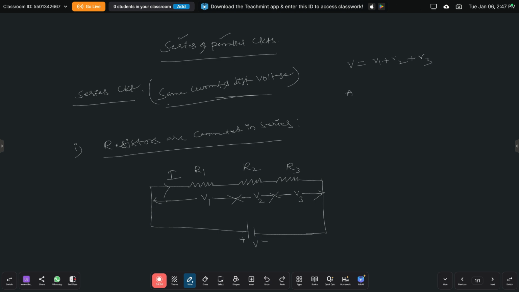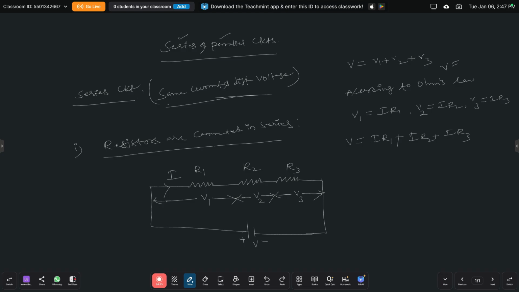But according to Ohm's law, we know that V1 is equal to I into R1, V2 is equal to I into R2, and V3 is equal to I into R3. Substitute all these three values in the above equation. So V is equal to I into R1 plus I into R2 plus I into R3.